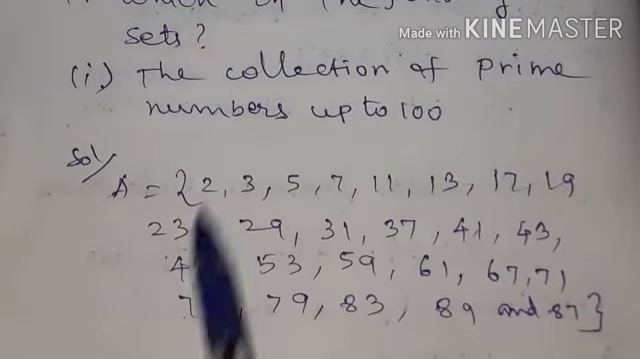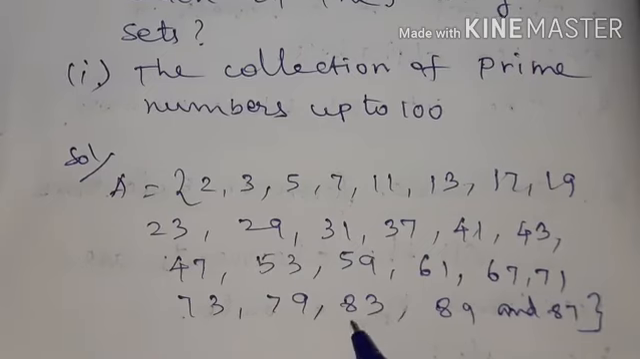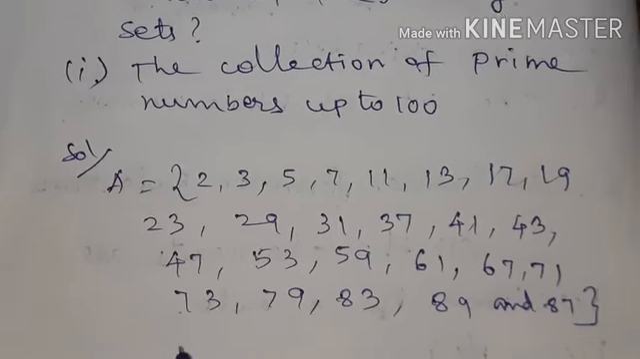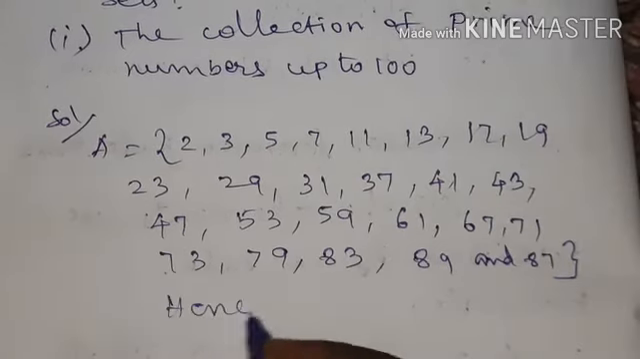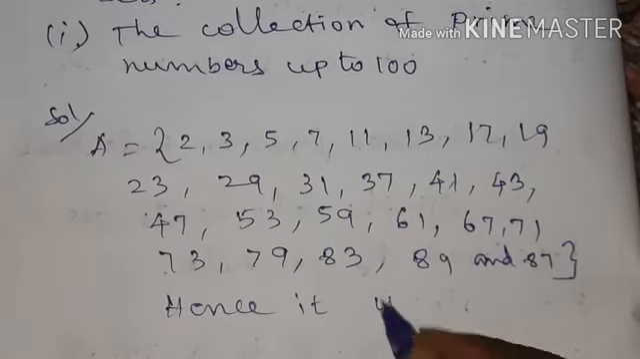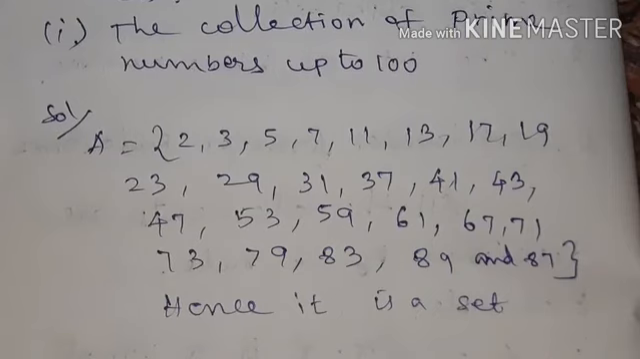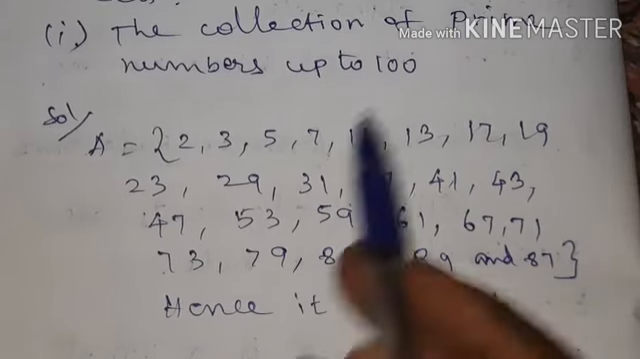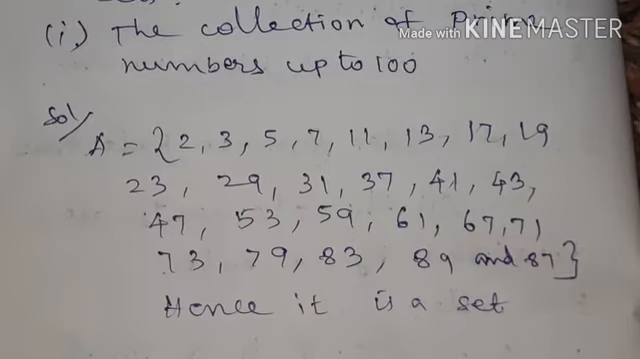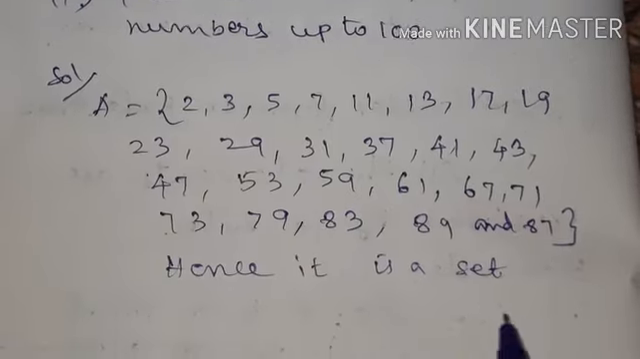The collection of prime numbers is well defined. Hence it is a set. A set is a collection of well-defined objects. The collection of prime numbers is well defined. So hence it is a set.